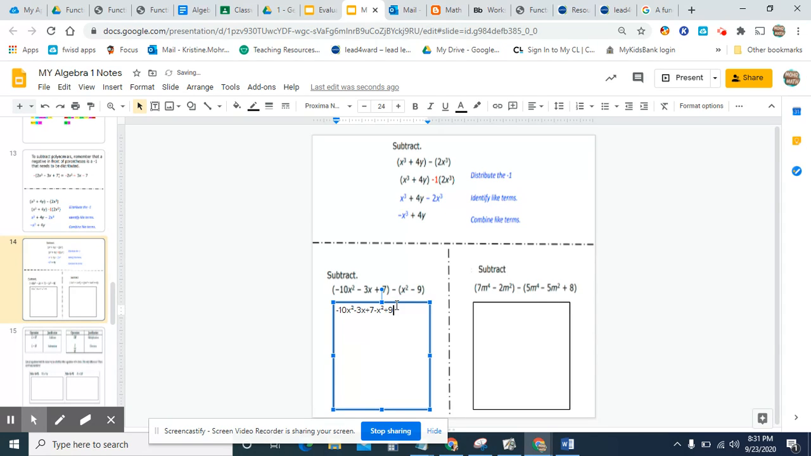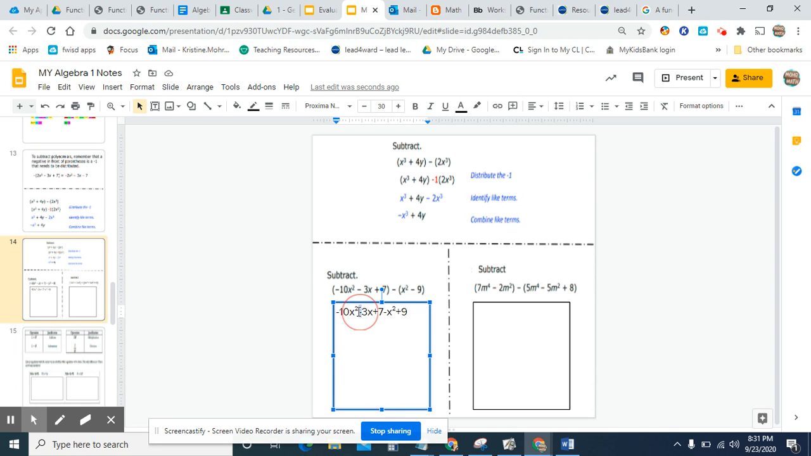So remember, it's just changing the signs. This x squared started positive, now it's negative. 9 started negative, and now it is positive. So our next step is to identify our like terms. Remember, to be a like term, it needs to have the same variable and the same exponent. So -10x squared, it does have a like term.